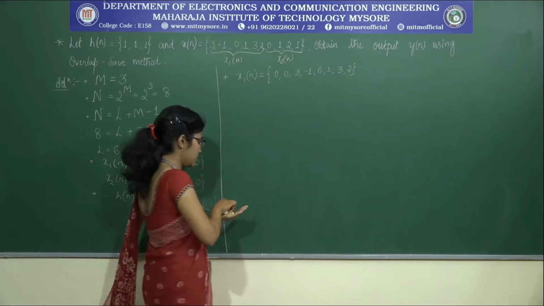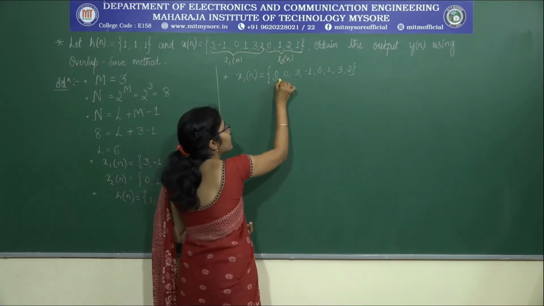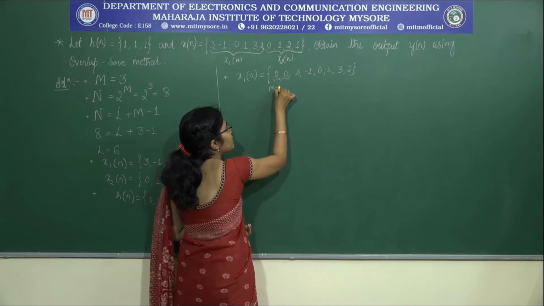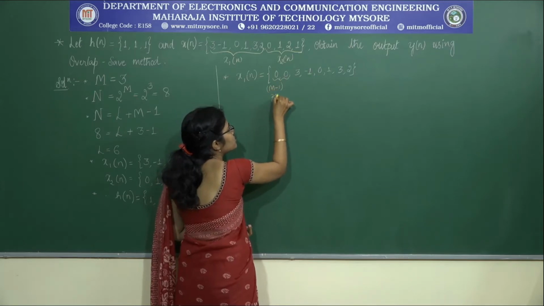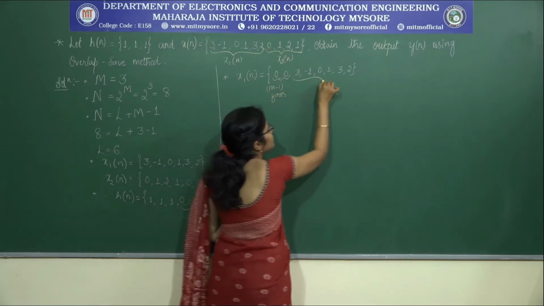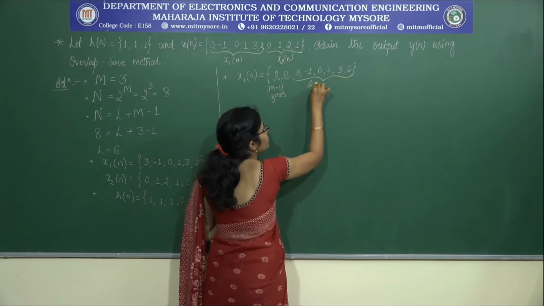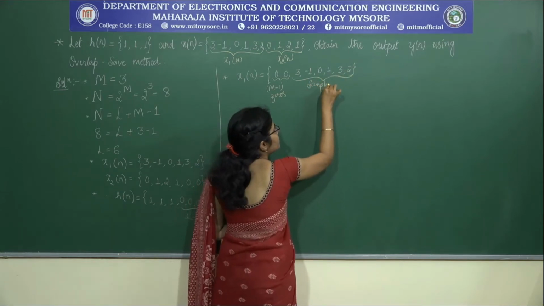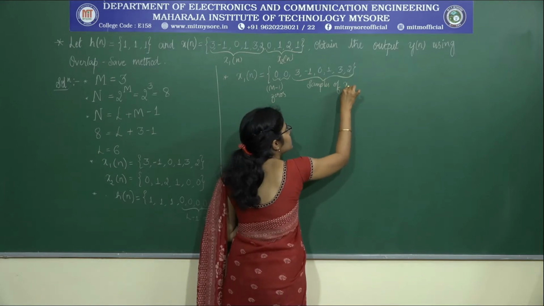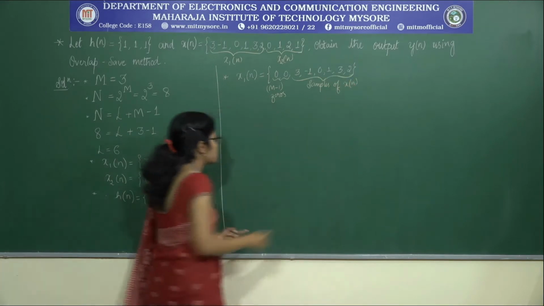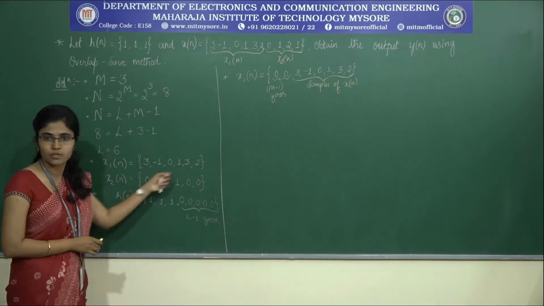So, the rest of the things are nothing but minus 3, 3 minus 1, 0, 1, 3 and 2. So, what we did here? Initially we added M minus 1 zeros. So, these are nothing but samples of x of n. The same thing which we saw in the standard derivation. So, this x1 of n is nothing but the previous one which we got.